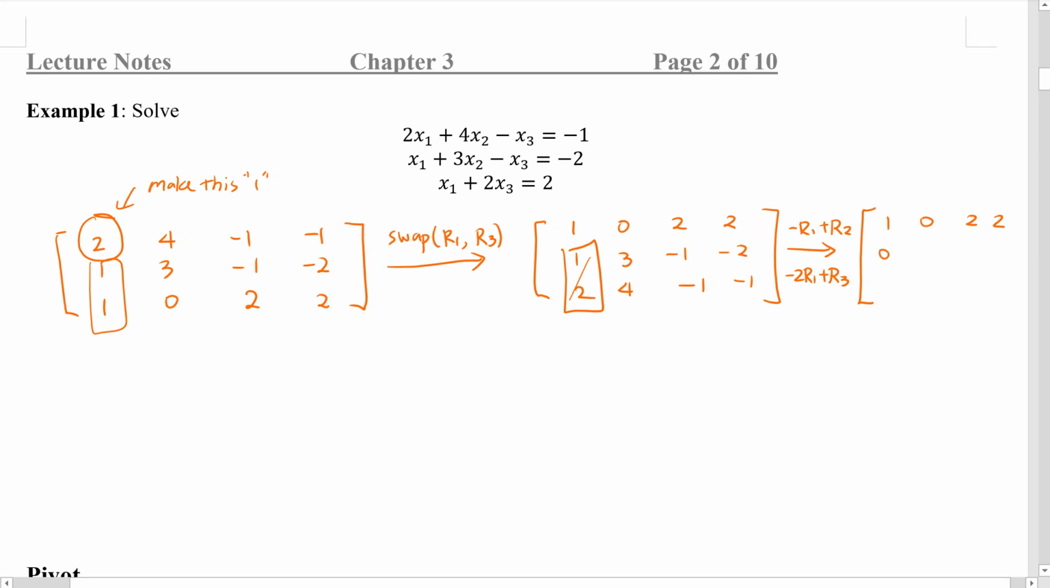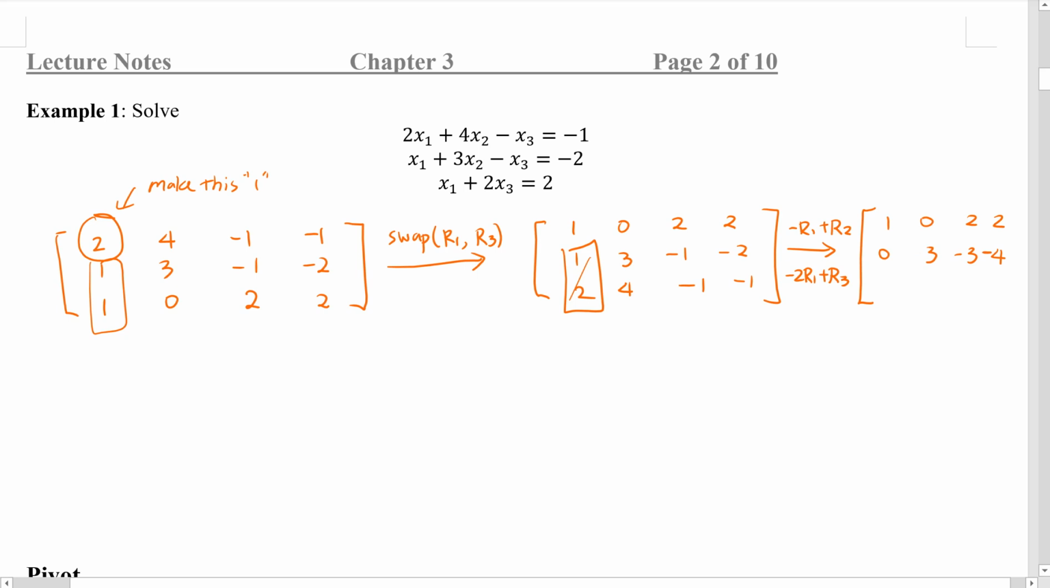1 minus 1, 0. 0 minus 3, negative 3. 2 minus negative 1, so it's like 2 plus 1 is 3. 2 minus negative 2, so 2 plus 2, 4. Oh, we're using row 2 subtract row 1. So we should get 3, and this is minus, this is minus. Yes. So we gotta check our work.